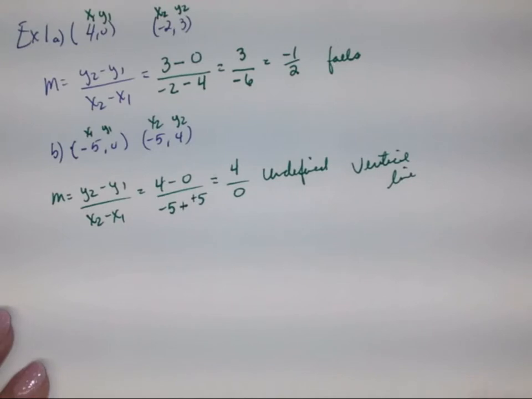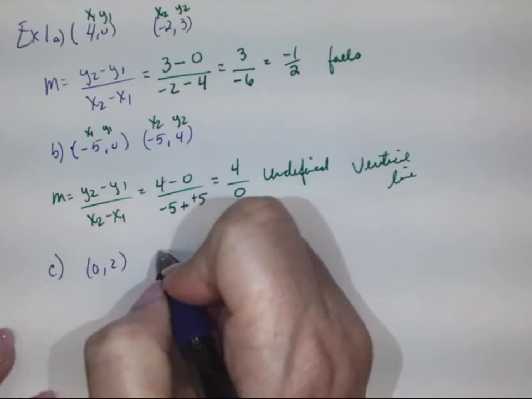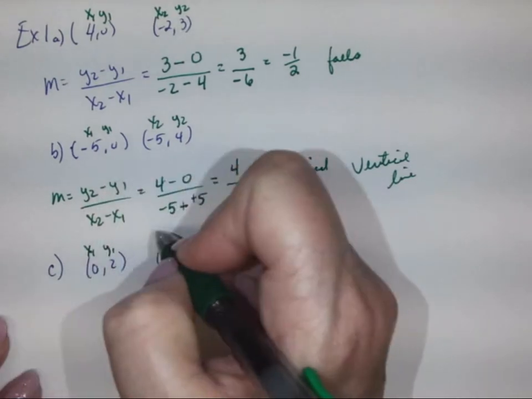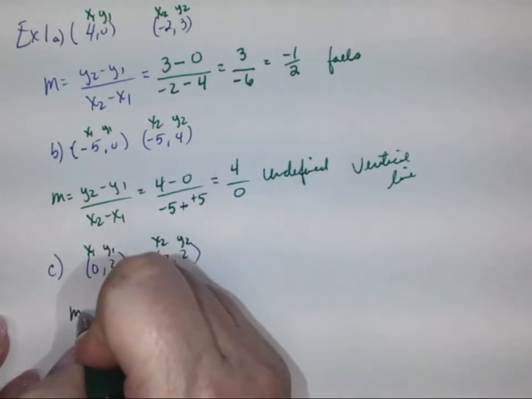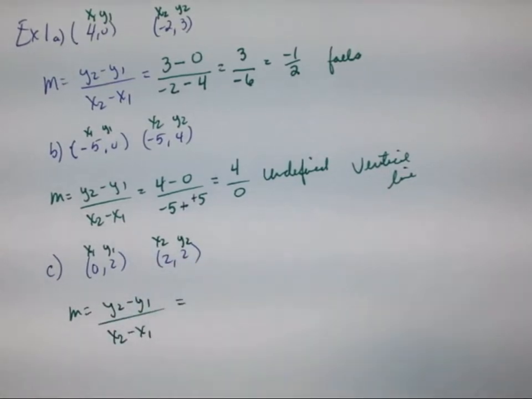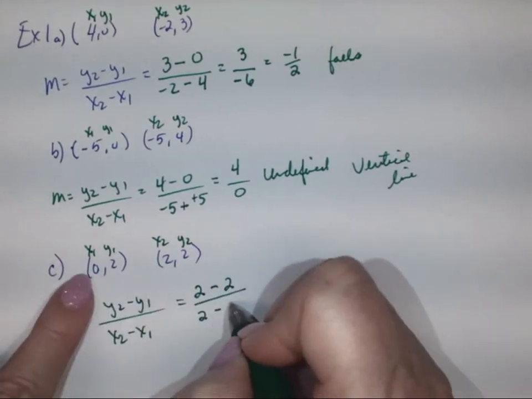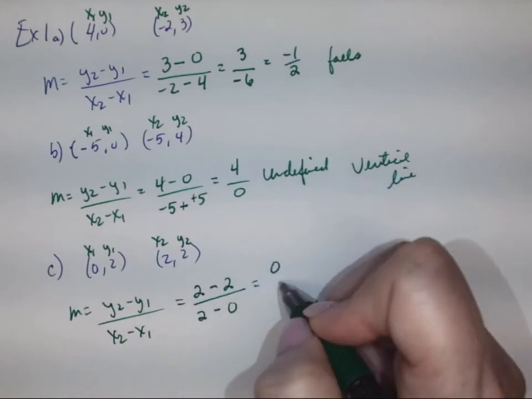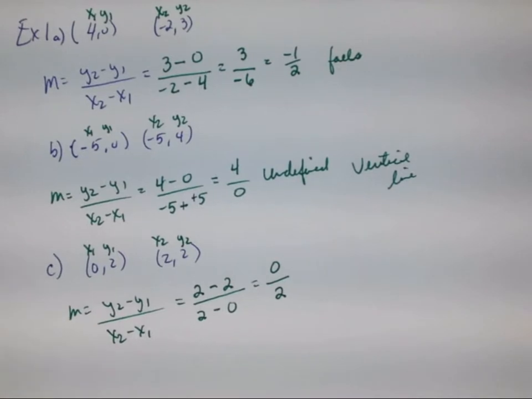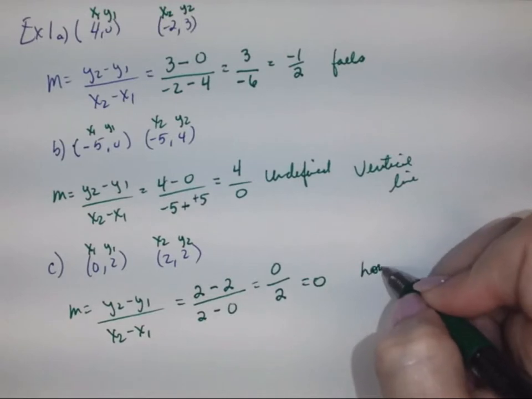All right, next one will be part C. And our values are going to be (0, 2) and (2, 2). So again, we're going to label x1, y1, x2, y2. m is equal to y sub 2 minus y sub 1 over x sub 2 minus x sub 1. So that'll get us 2 minus 2 over 2 minus 0. 2 minus 2 is 0. 2 minus 0 is 2. Well, 0 can be divided by anything. It's always going to equal 0. So this tells us we have a horizontal line.